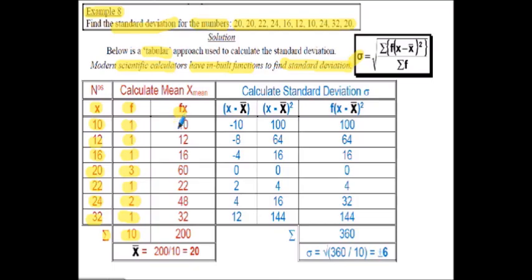So f times x here, this would be 10 times 1, 12 times 1, 16 times 1. This would be 20 times 3, because the frequency is 3 here, so that would give me 60. And 22 times 1, 24 times 2, frequency is 2 for the value 24, and then 32 times 1. If I summate the fx values, I get 200, and we know from previous work to find the arithmetic mean, the x bar, it's the summation of the fx divided by summation of the f. So in this case, the mean value is 20.